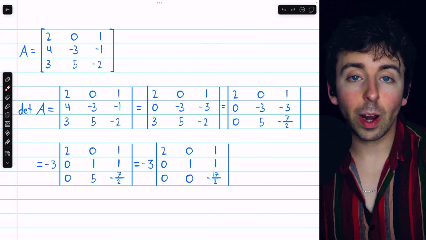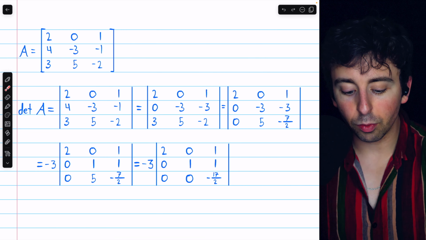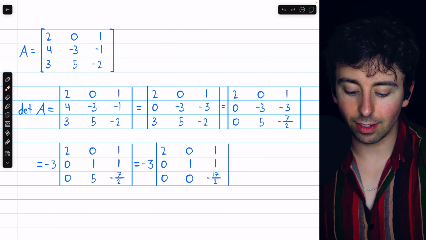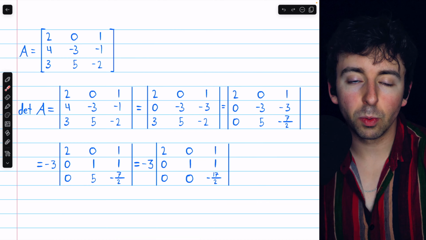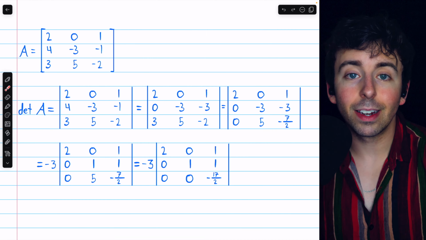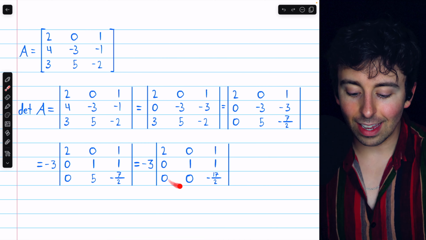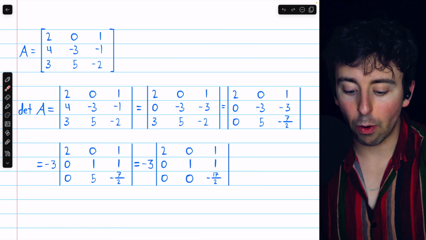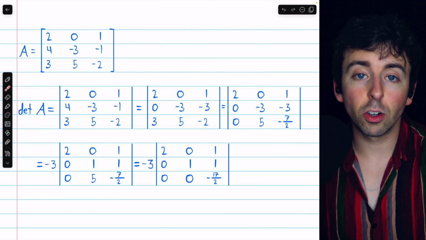Finally, to get this into triangular form, we can subtract 5 times row 2 from row 3. 5 minus 5 times 1 is 0. And negative 7 halves minus 5 times 1 is negative 7 halves minus 10 halves, which is negative 17 halves. Now this is in upper triangular form, so its determinant is found by just multiplying along the diagonal. So now we can find the determinant easily.